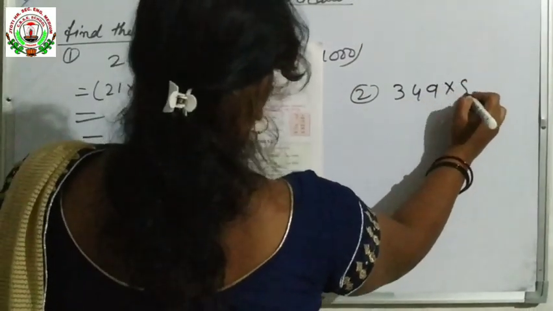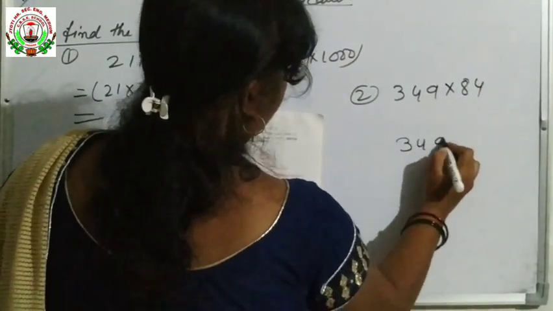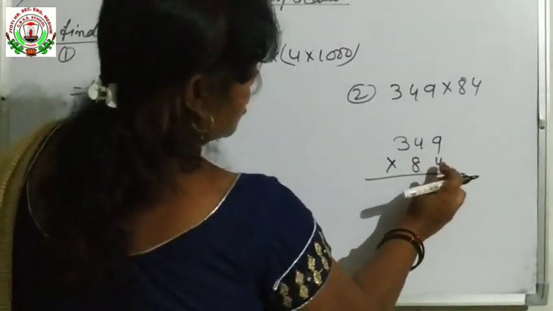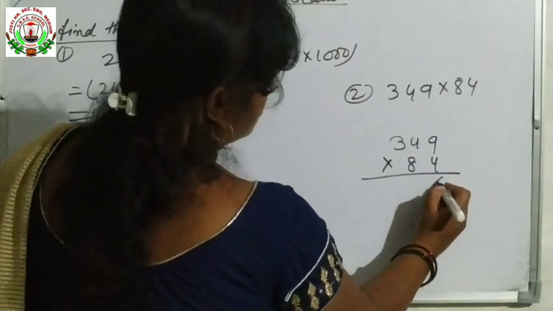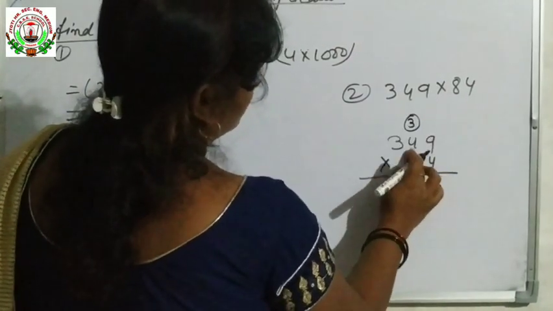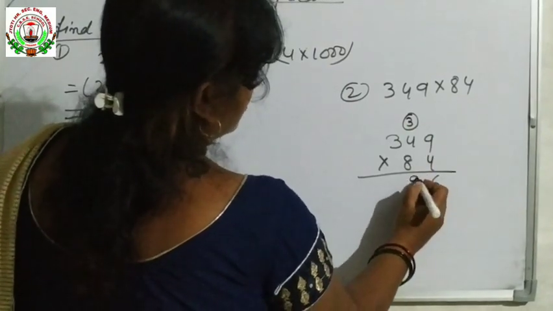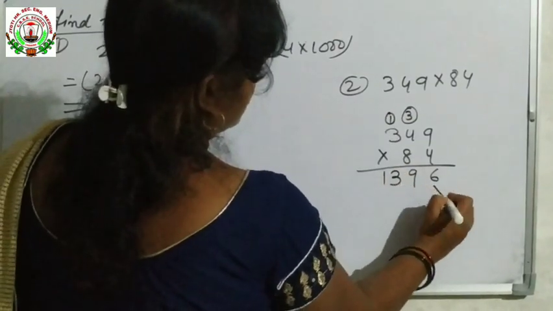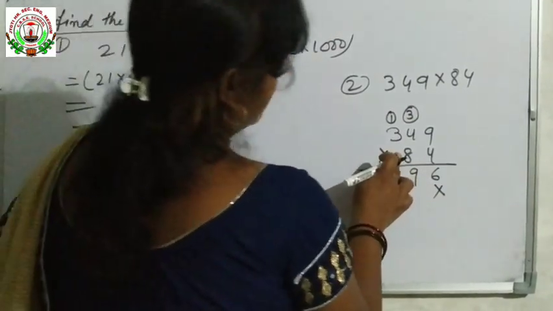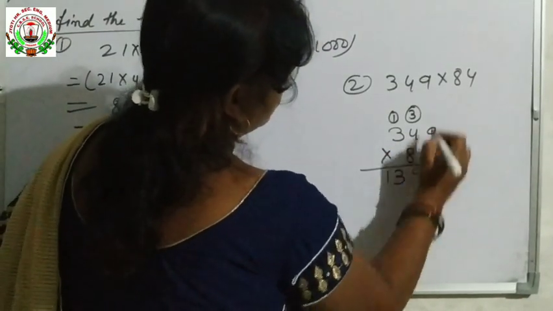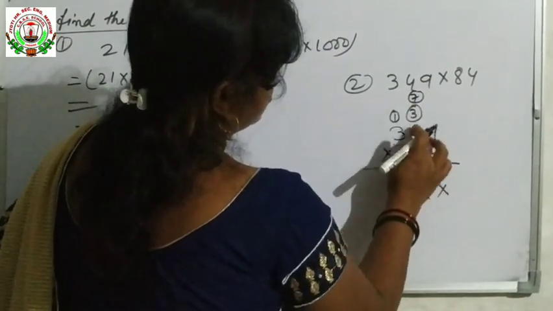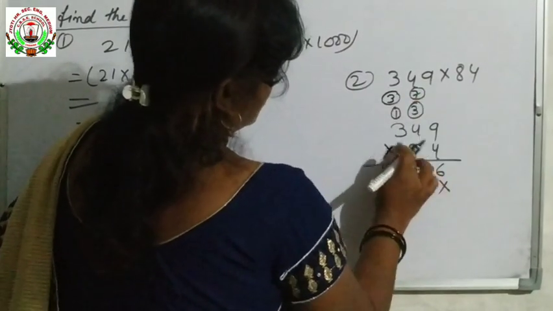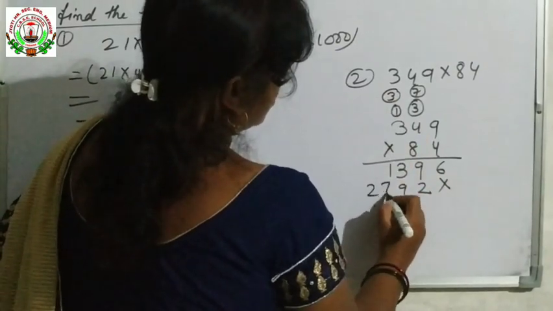349 into 84. Multiply it. First you will multiply this number by this number. 4 9s are 36. 6, 3 carry. 4 4s are 16. 16 plus 3 is 19. 1 carry. 4 3s are 12. 12 plus 1 is 13. Put here cross. We will start the tens place number. 8 9s are 72. 2, 7 carry. 8 4s are 32. 32 plus 7 is 39. 9, 3 carry. 8 3s are 24. 24 plus 3 is 27.